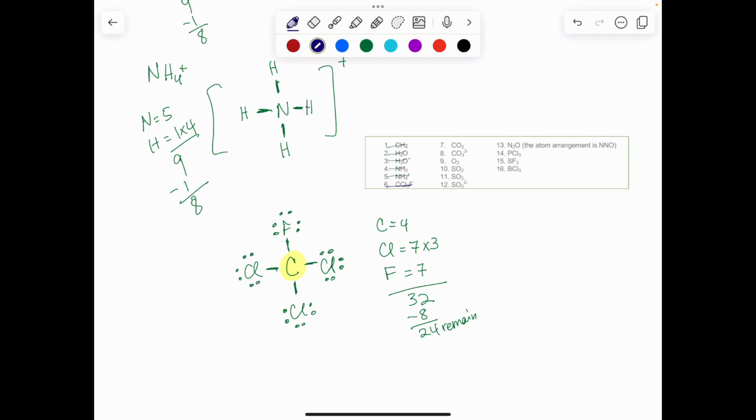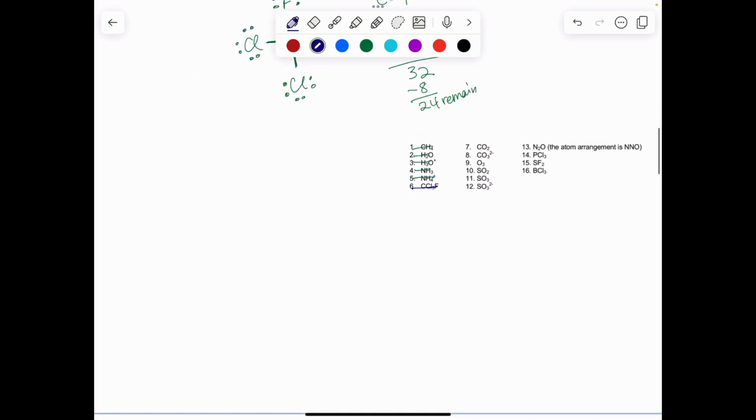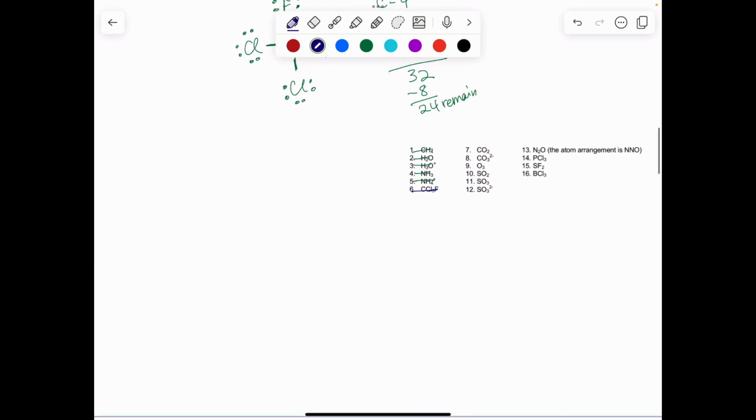All right. Next, CO2. Bring it down here. All right. CO2 has carbon in the center and an oxygen on each side. You could put them up or down, left or right, that doesn't matter. Carbon is 4, oxygen is 6 times 2. That's 24, 28. Nope, that's not right.